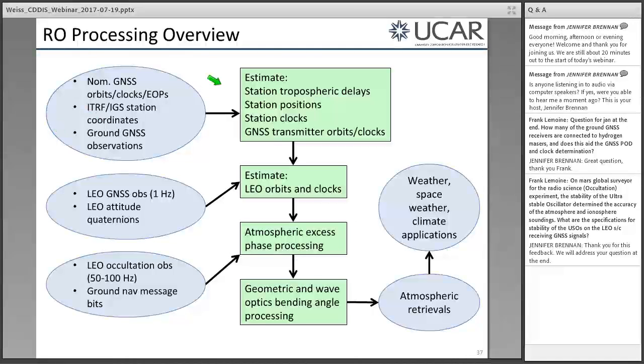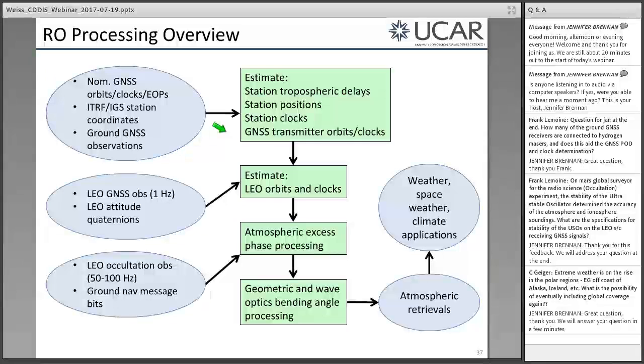So we take those data and the products, and we do GNSS transmitter orbit and clock determination. So we're first estimating station positions, clocks, troposphere delays, phase biases, all kinds of stuff to work out what those transmitter orbits and clocks are. And then we feed those into the POD processing for the radio occultation satellites in low Earth orbit.